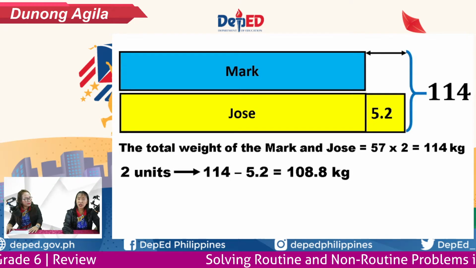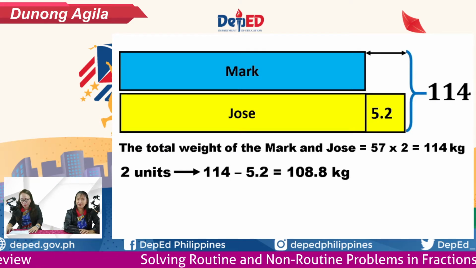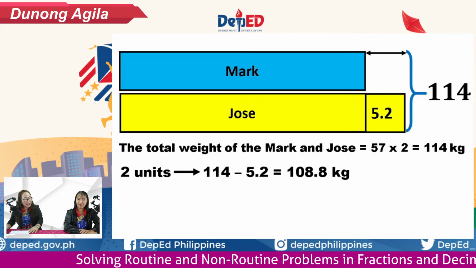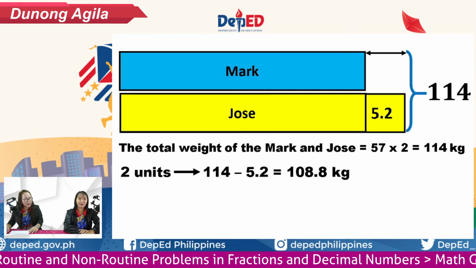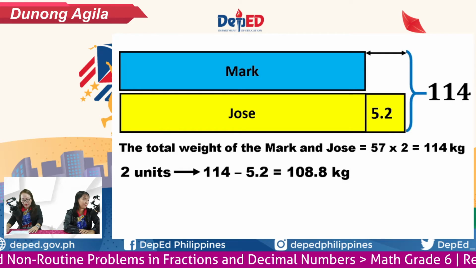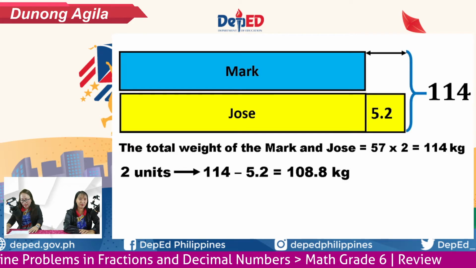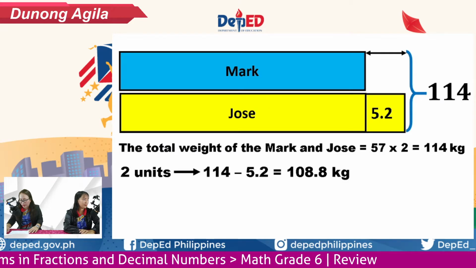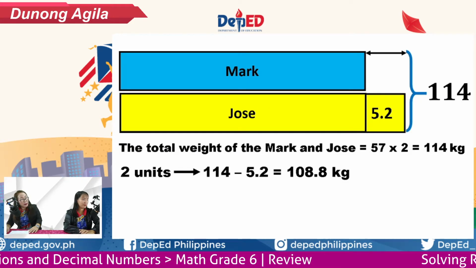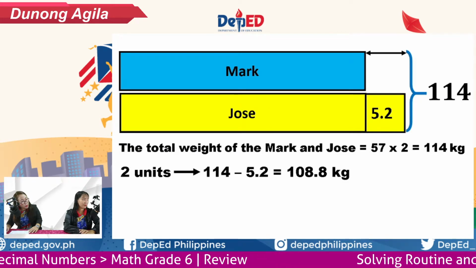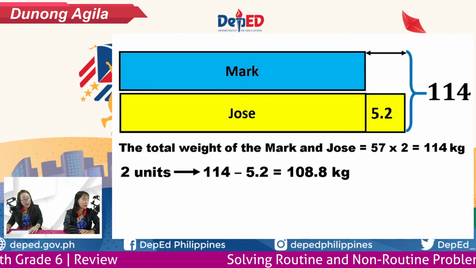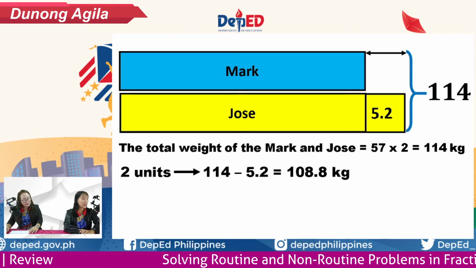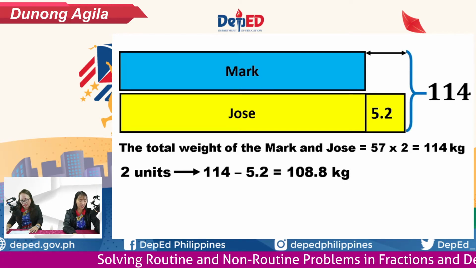And for the 2 units, Ma'am Nitz, remember, you need to get the correct total weight so that your next step is also correct. 114, subtract natin ang 5.2 kasi nga Jose is heavier than Mark by 5.2 kilograms. So, subtract natin siya. 114 minus 5.2, the answer is 108.8 kilograms.